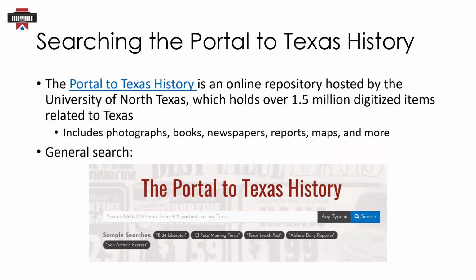You can also search for Texas documents online through the Portal to Texas History. This general search is great if you're interested in all publications or items around a topic, and you're open to older publications. You can limit the formats you're interested in using the right Any Type drop-down menu.